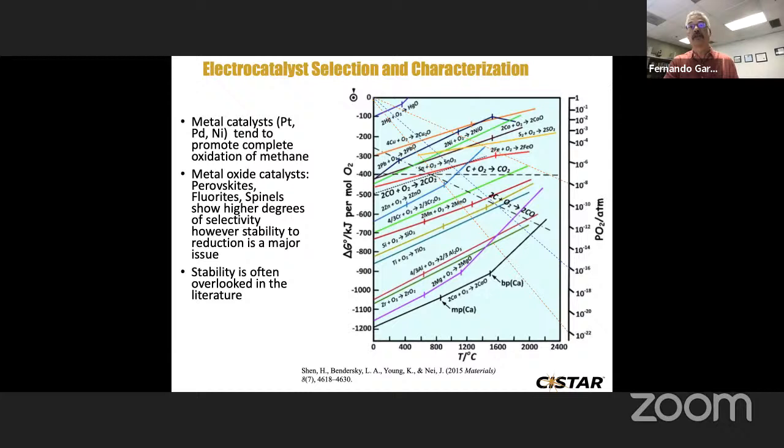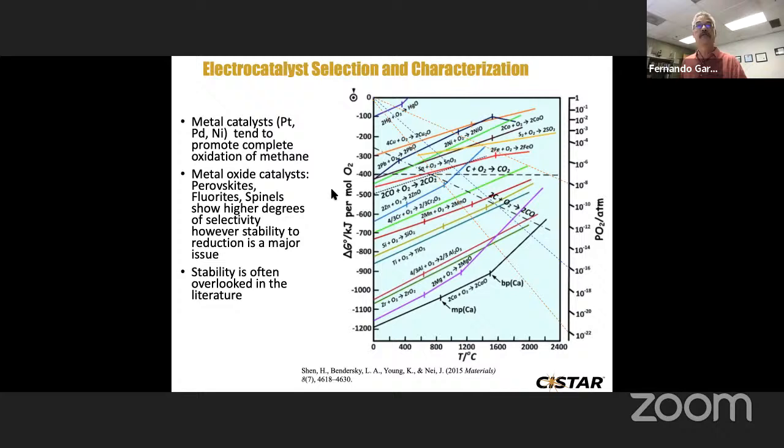oxidative coupling of methane. Unfortunately, some of the more interesting oxides which are reported in the literature tend to contain iron oxide species, cobalt oxide species, nickel, copper, which are more susceptible to reduction. Now, these diagrams here are for the basic binary oxides. When they are within perovskite, fluorite, and spinel structures, many times there's additional stability against reduction due to the influence of the other cations within the lattice. But this can only go so far, unfortunately.